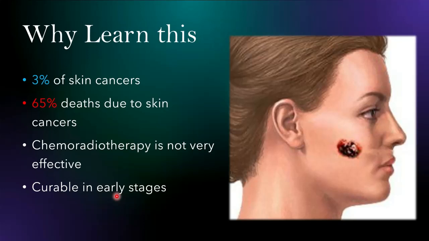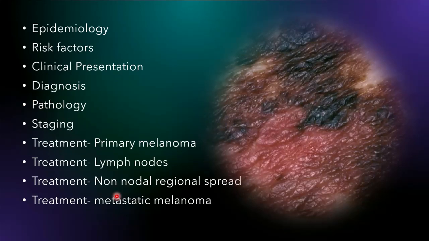When will a mole become a melanoma? We have to understand that. So, we should learn about this. If we miss this, the patient is doomed. We will go through the epidemiology, the risk factors of melanoma, clinical presentation of melanoma, diagnosis of melanoma, pathology, staging. Then we will go for the treatment of the primary melanoma, the lymph nodes, the non-nodal regional spread of melanoma, and the metastatic melanoma.